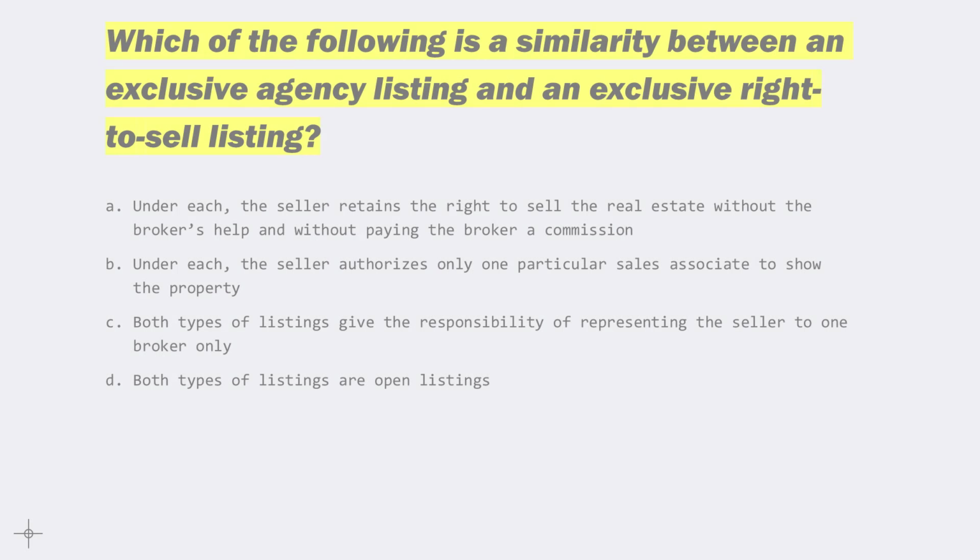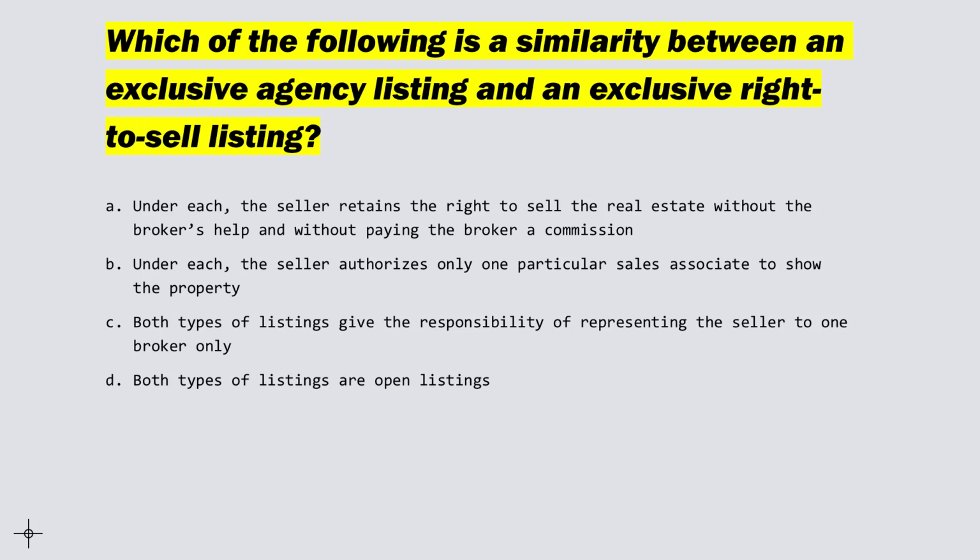Question number 5. Which of the following is a similarity between an exclusive agency listing and an exclusive right to sell listing? A. Under each, the seller retains the right to sell the real estate without the broker's help and without paying the broker a commission. B. Under each, the seller authorizes only one particular sales associate to show the property. C. Both types of listings give the responsibility of representing the seller to one broker only. Or D. Both types of listings are open listings.